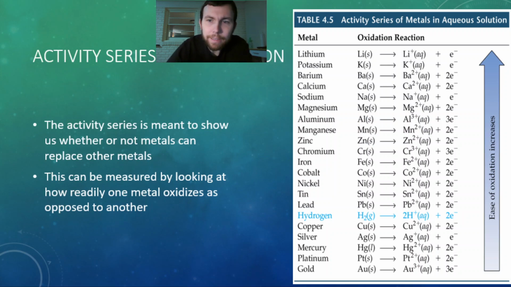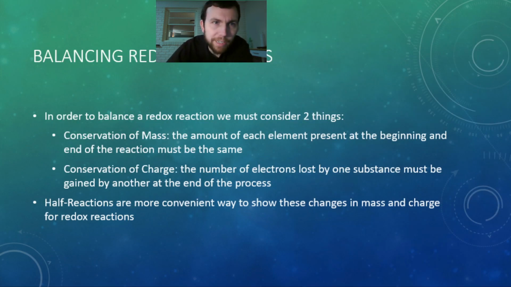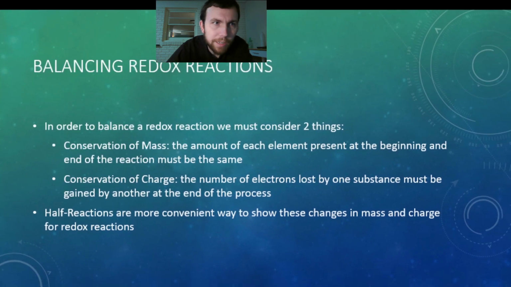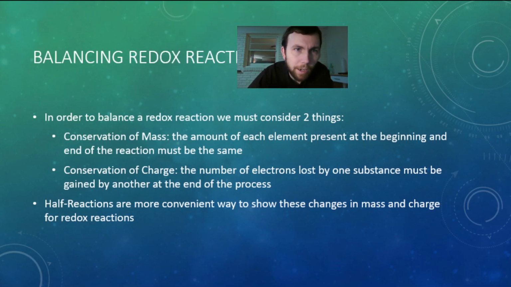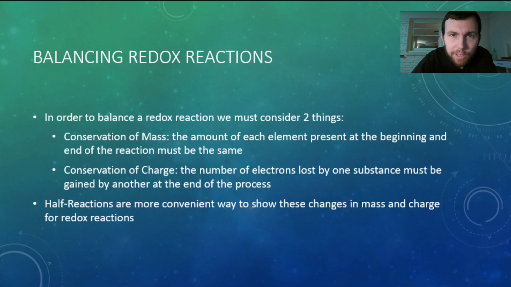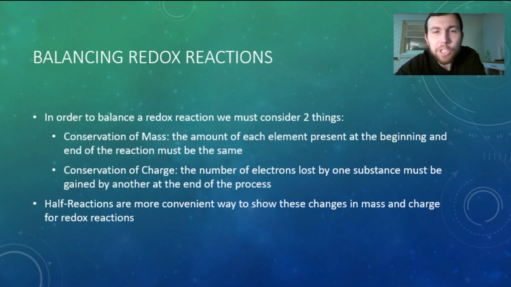All right, now balancing redox reactions. So this is where things get a little interesting. Now I moved my screen a little bit. Sorry about that. This is where things get a little interesting because when we talk about balancing equations, we think of just typically changing coefficients and making sure that we have the same number of atoms on both sides. But when it comes to redox reactions, it's actually a little bit different. Okay, so we have to consider 2 things when we're looking at redox reactions. The first thing that we have to consider is conservation of mass, just like in any regular chemical equation we're dealing with. The amount of each element present at the beginning and end of the reaction must be the same.